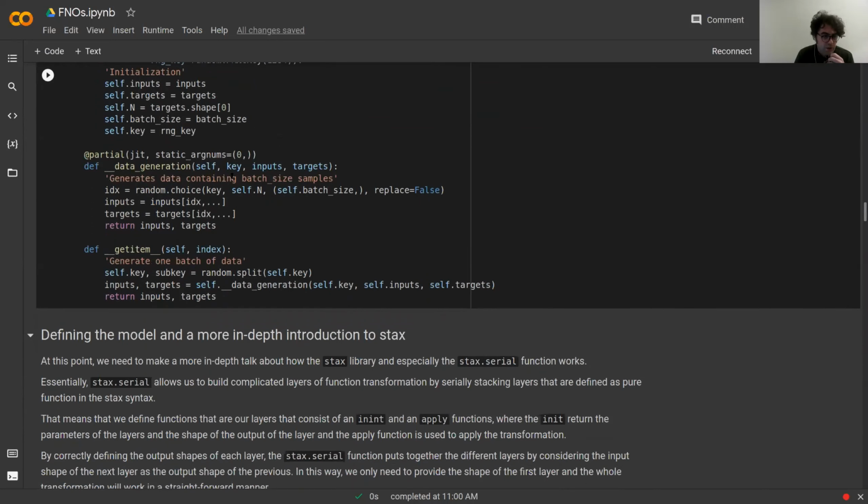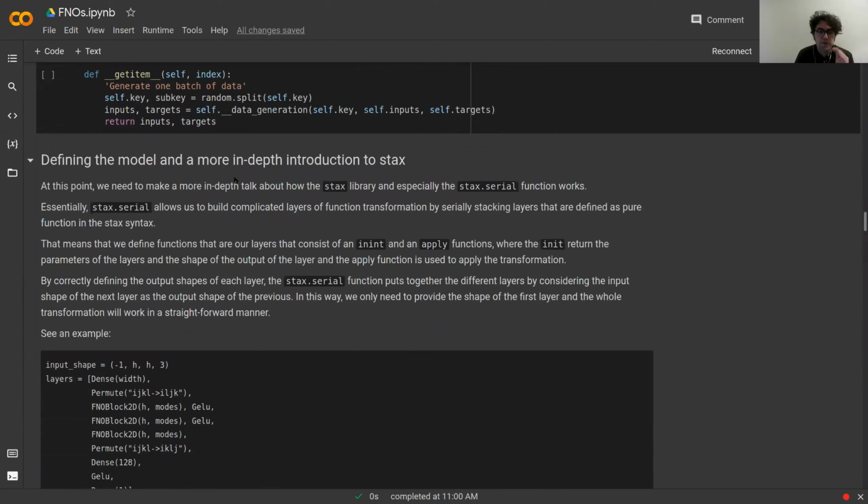Okay, so let's go and talk about Stax. If you remember, we talked about this Stax serial. This Stax serial library essentially takes the layers you provide, which are defined as pure functions, and stacks them together as operations that are done one after the other, serially.